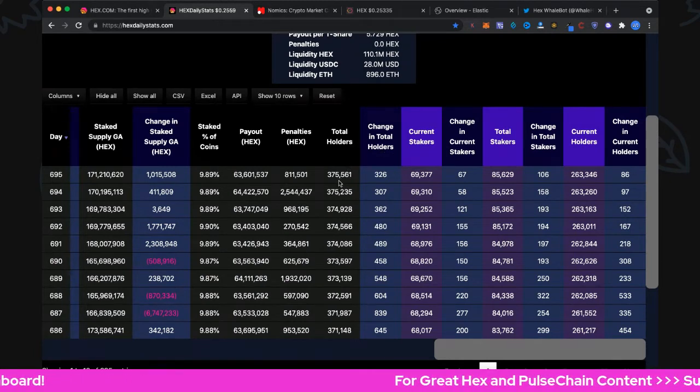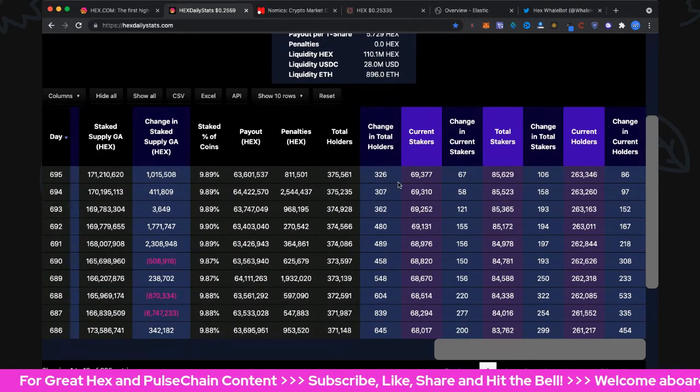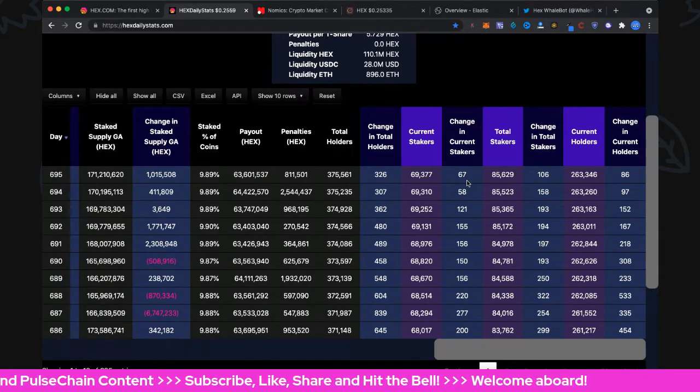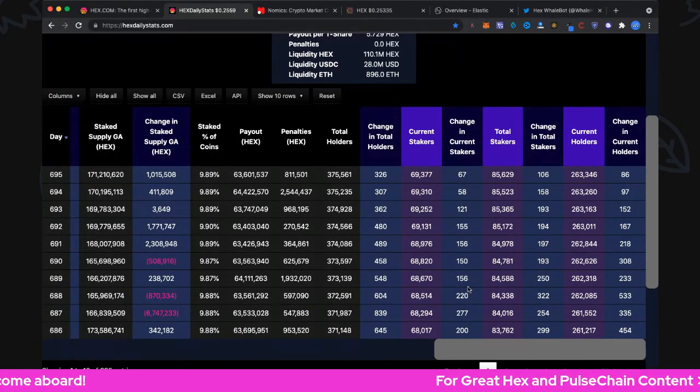Total holders are 375,561, up 326. Nice. Given the price is going down, people should be able to pick up a bit more bags. So nice to see the holders. Stakes, 67. And this is a bit weak the last 2 days. So not the best, but 69,377. Still growing, but I would rather us grow by 300 or something or more. That'd be pretty nice.